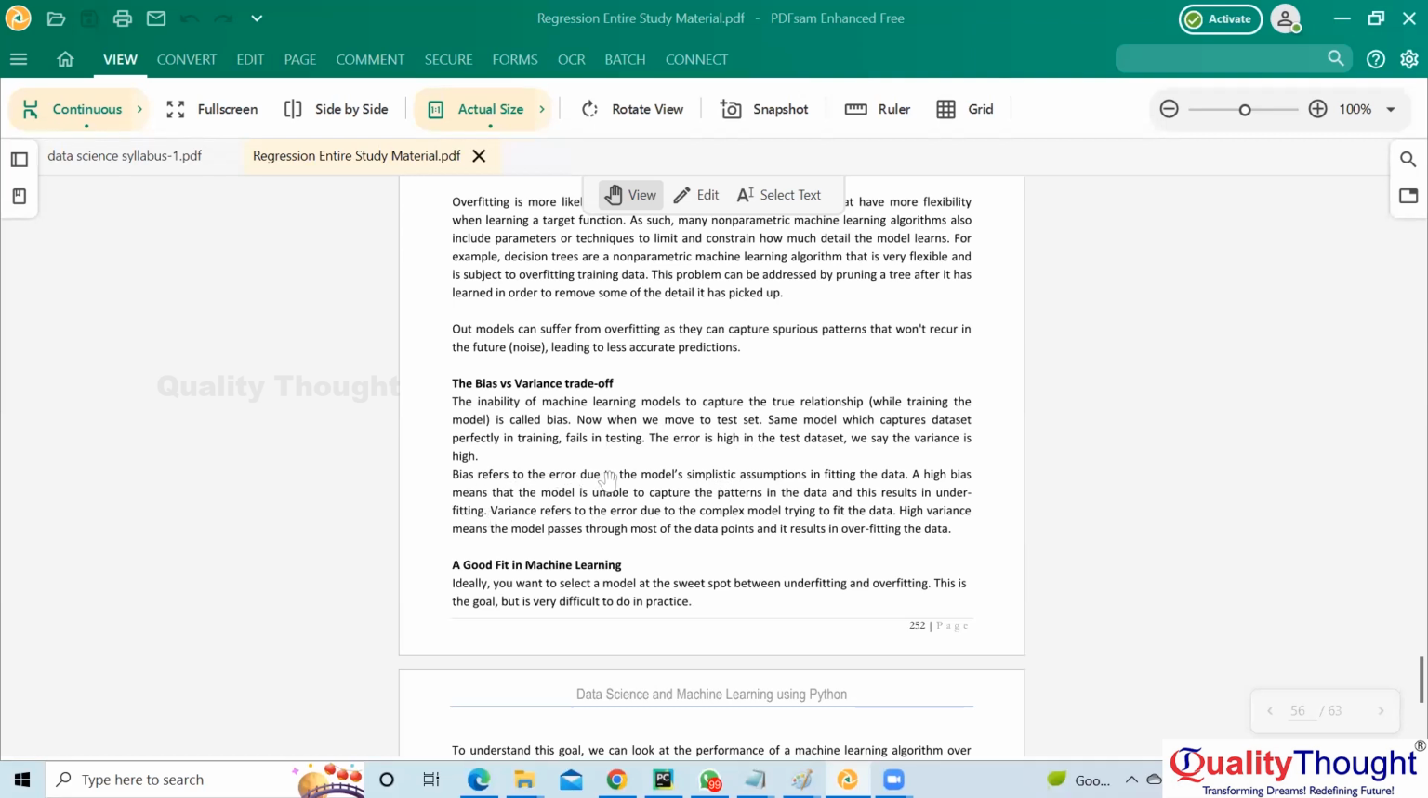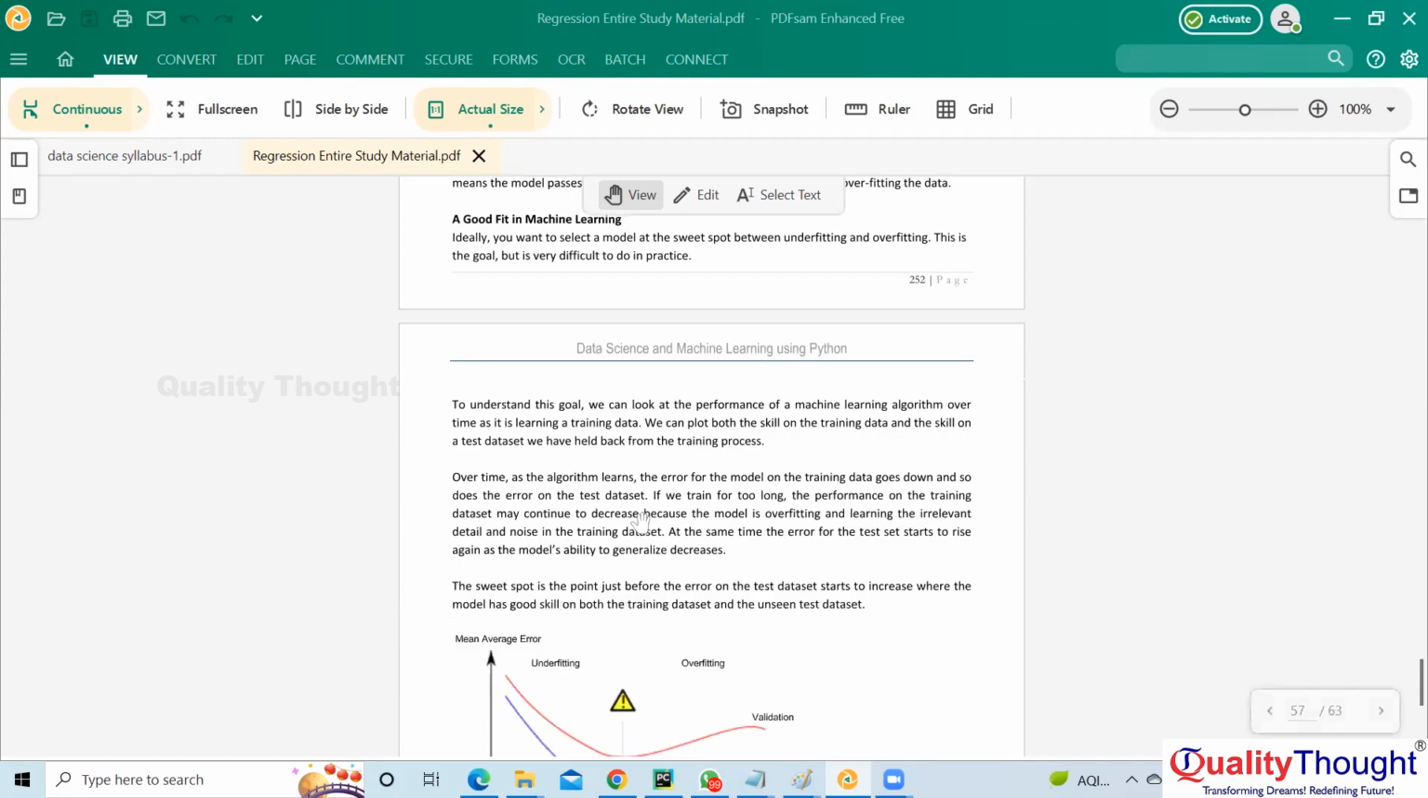So bias refers to error due to the model's simplistic assumptions. Bias is normal, because when you do not do well enough, you do not take the right model, you do not take the correct parameters. So it is a simplistic assumption. A high bias means the model is unable to capture the pattern at all, an underfitting situation. Variance refers to error due to a complex model. You made it so complex that the training accuracy has gone high, but test has gone low. This is called high variance, and high variance means you are in the overfitting zone. So something in between is called your best fit.